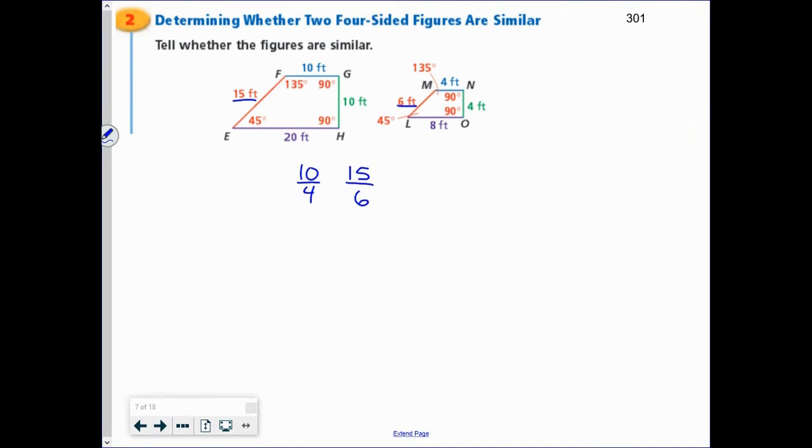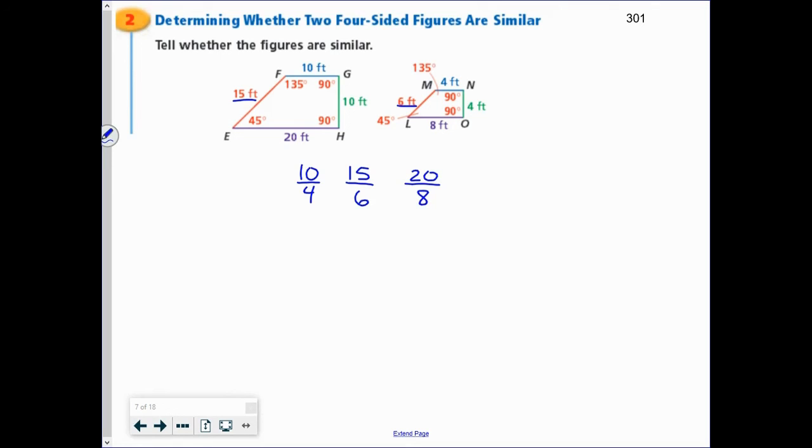Notice how I always do the shape on the left on top and the shape on the right on the bottom. I just think it's best to be consistent that way. I think you will be successful if you do it that way. So that leaves me with the largest side, which is 20 feet for the left shape and 8 feet for the right shape. And again, putting the left side on top and the right side on the bottom. Now I need to ask myself, are these equal?